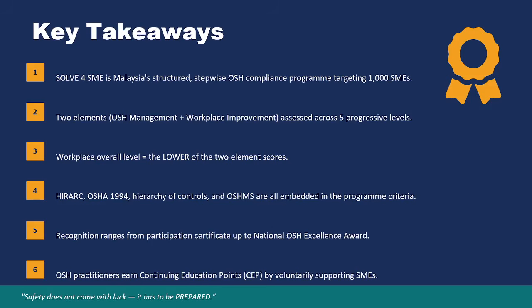3. The overall level is always the lower of the 2 element scores. You cannot compensate a bad physical workplace with good paperwork. 4. Everything we study in CO4, HIRARC, OSHA 1994, Hierarchy of Controls, OSHMS, is directly embedded in the program criteria.